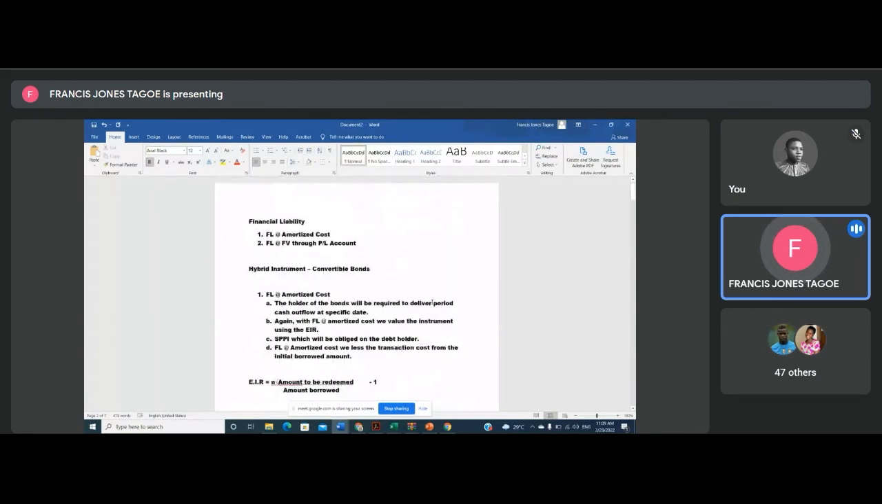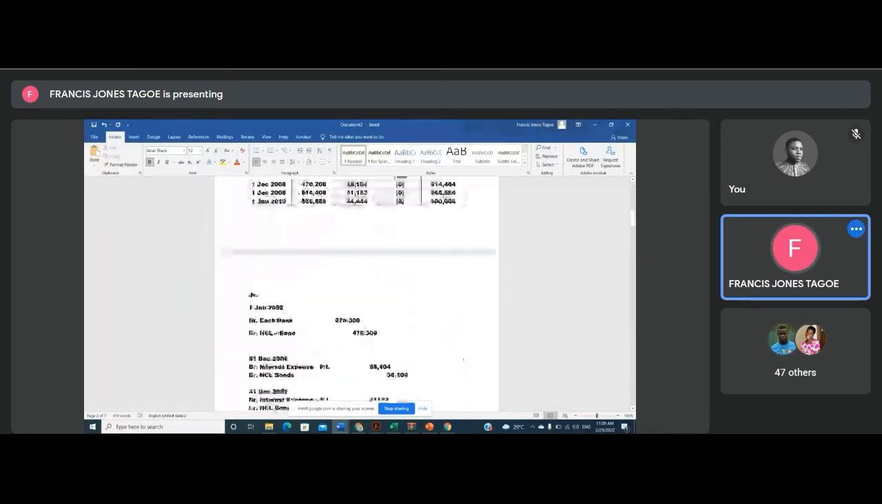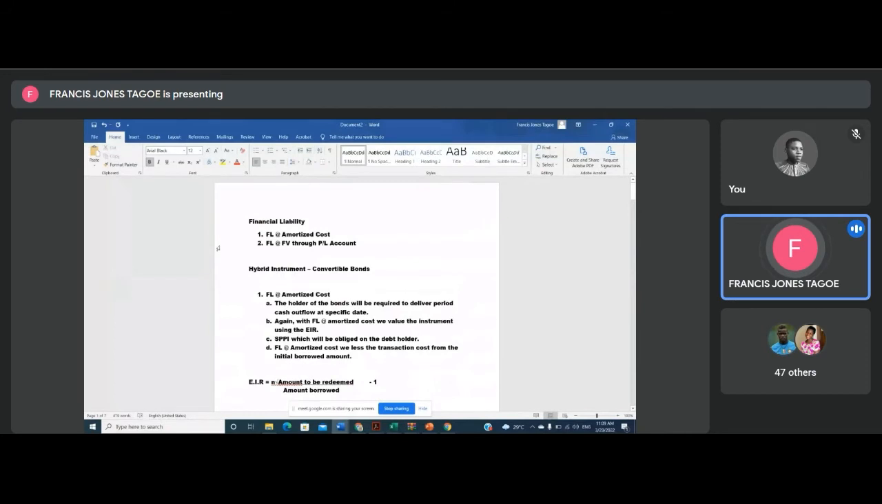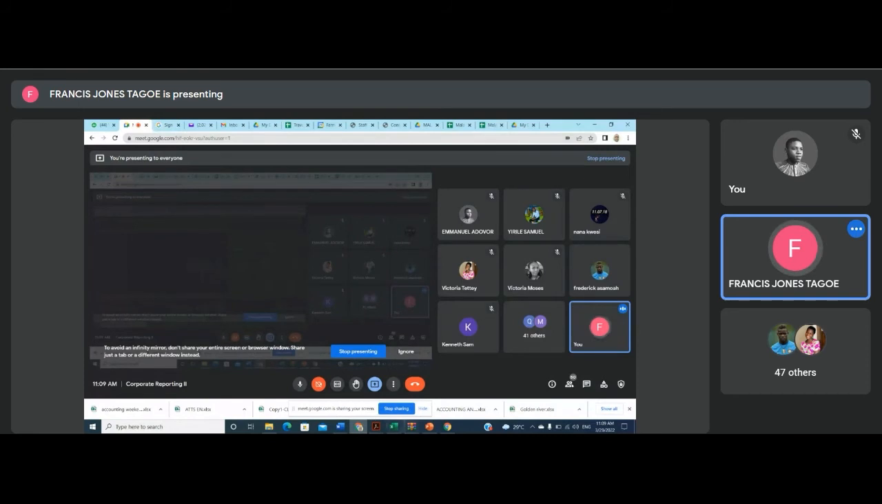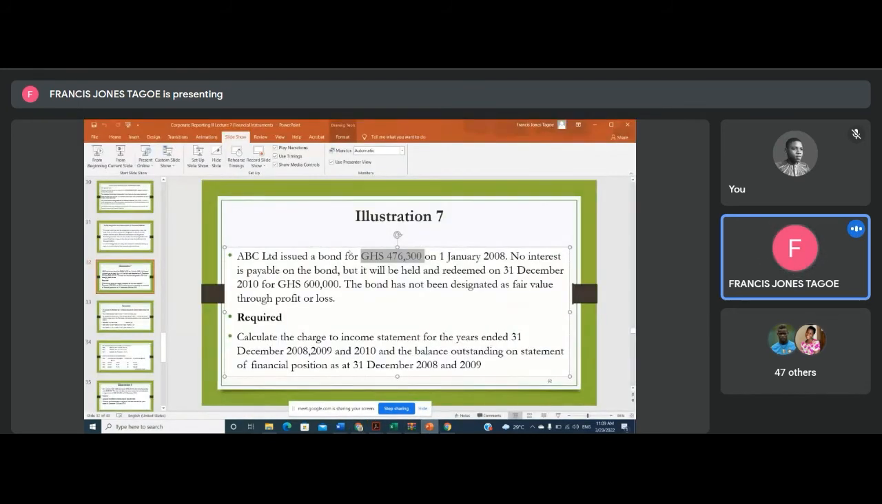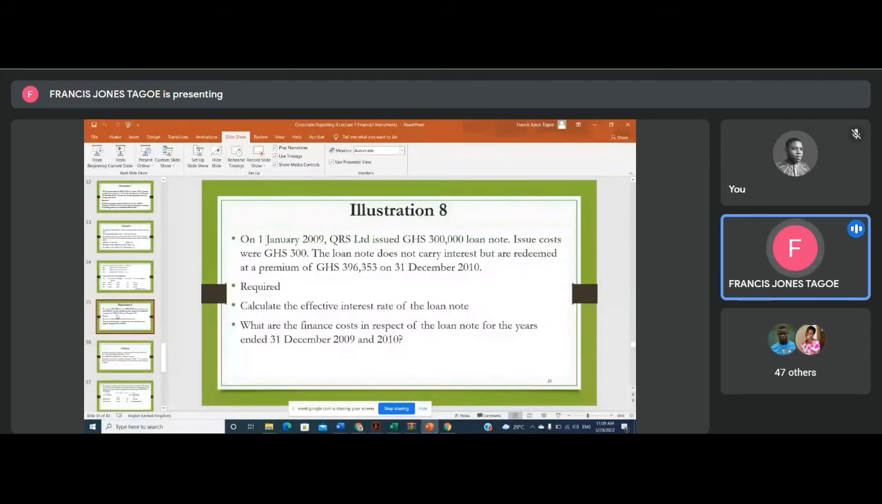Okay, so we can quickly look at the... I've told you point blank, I won't teach the second point. I just want us to firm up on hybrid instruments. Convertible bonds quickly. There's a question on the slides. When you get it, try and then make a sense out of it. QRS illustration 8.